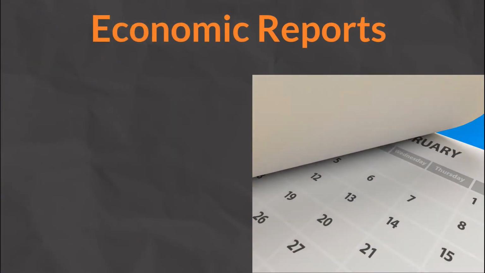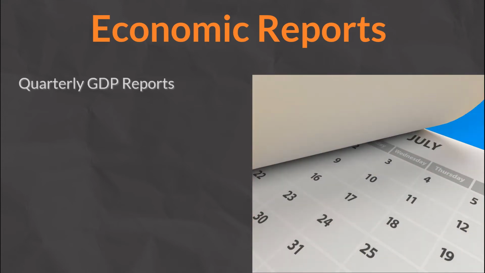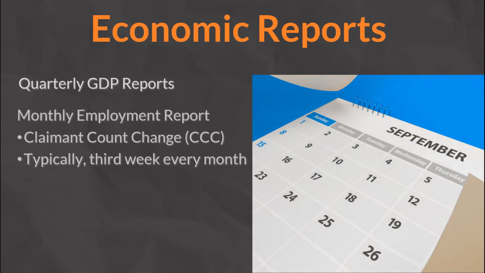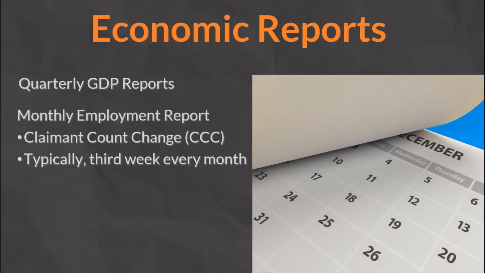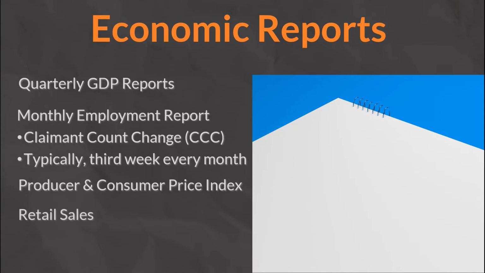When you're trading the pound, you're going to have lots of economic reports come out. Let's talk about some of the more notable ones. Quarterly GDP reports are going to be very important. You're going to get a monthly employment report called the Claimant Count Change, the CCC. Basically, how many people have claimed that they no longer have a job. That's basically what the report is going to be saying. And typically that comes out the 3rd week of every month. You're going to have inflation numbers, CPI and PPI, retail sales, and the manufacturing PMI report. These are going to be the major economic reports when trading the pound.